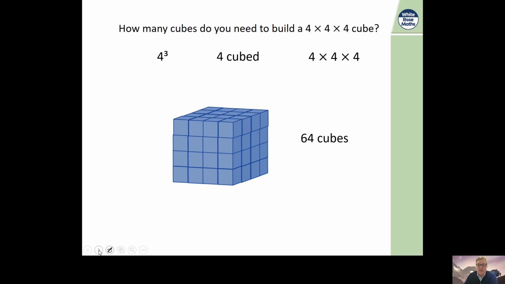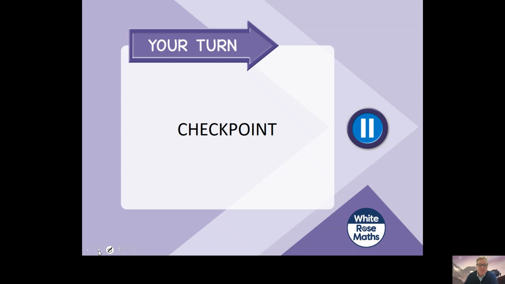How did you do? I would say not necessarily easy to draw that. So what you would do is you do the 4 times 4 times 4, work it out, and then you can say how many cubes you have. Of course, don't let me put you off drawing it if someone wants to have a go.